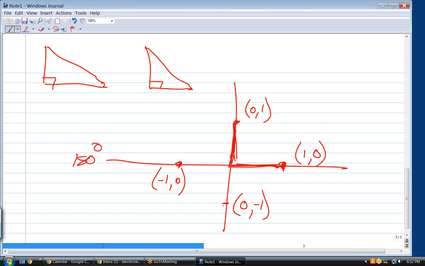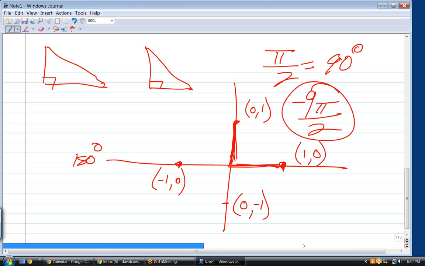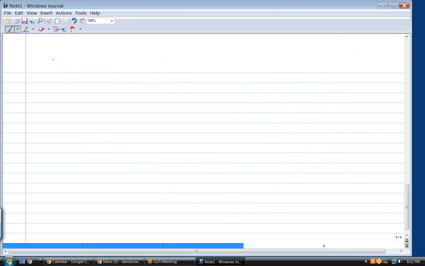Wait, but how did you know that it was going to be a multiple of 90 if it was 9 over 2 pi? Well, because pi over 2 is equal to 90 degrees. Minus 9 pi over 2 is a multiple of pi over 2. It's 9 times pi over 2. Oh, but it's negative, so would it be... Well, let's go through that. The problem was the cotangent of minus 9 pi over 2.